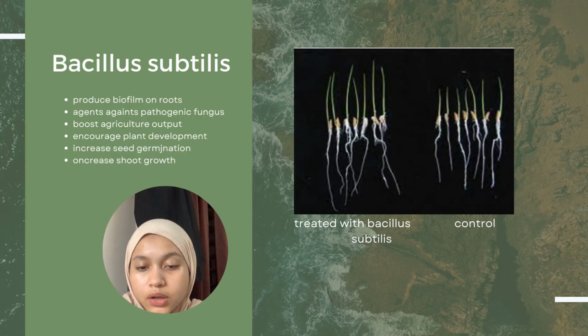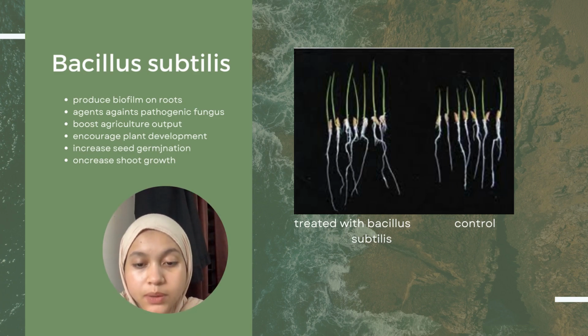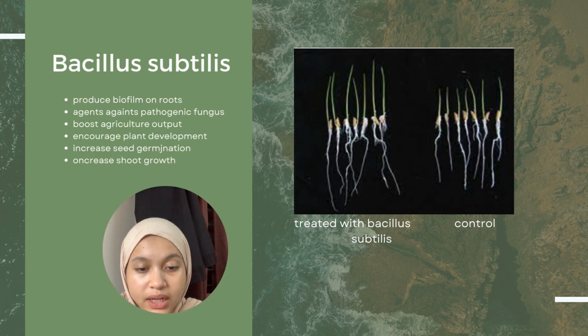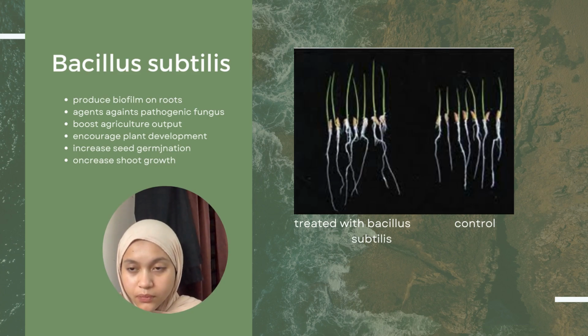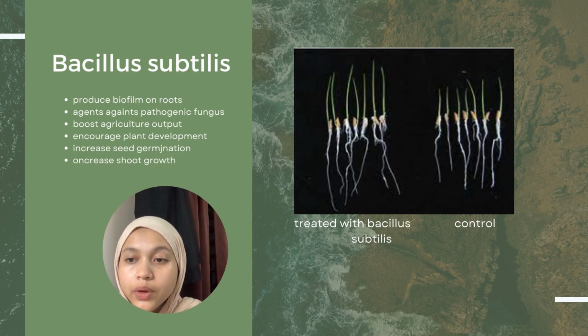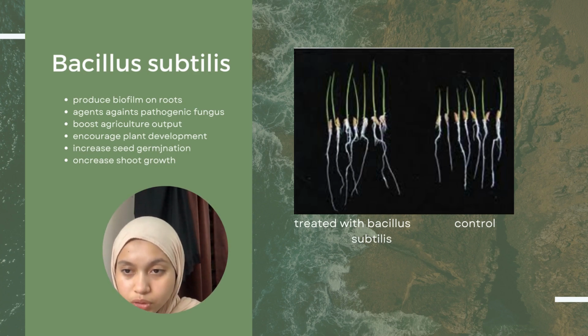Next, the outcomes of biological control of rice blast disease with Bacillus subtilis. Additionally, the use of Bacillus subtilis produces biofilms on plant roots that enhance the antibacterial action of lipopeptides in the soil. It can be seen in the picture where the seed is treated with Bacillus subtilis, and when the seed is treated with control, there is a difference in the length of the roots.